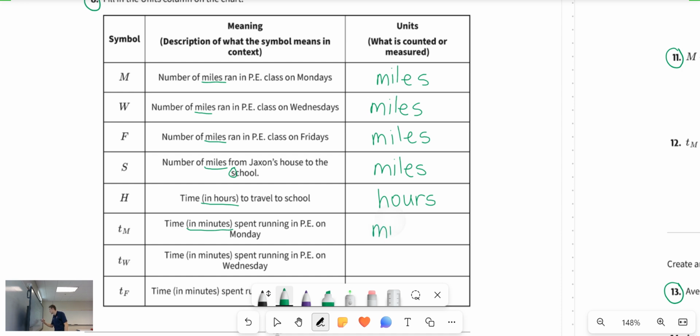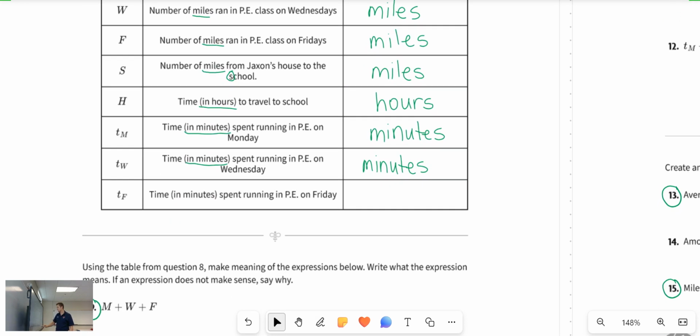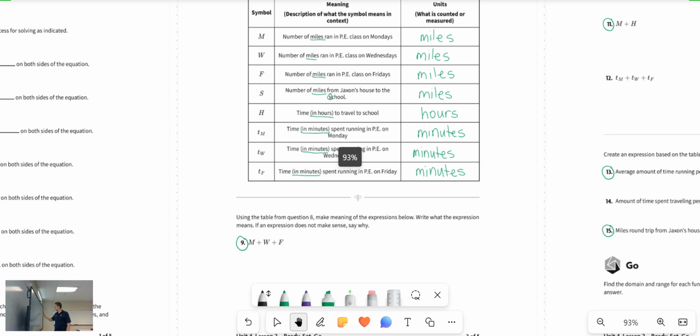So we're measuring this, right? The unit here is minutes. All right, this is also time in minutes. So T sub W is time in minutes spent running in PE on Wednesday. And finally, T sub F is the time in minutes spent running in PE on Friday. All right, so it's time in minutes again. Excellent. So we've got our table filled out.